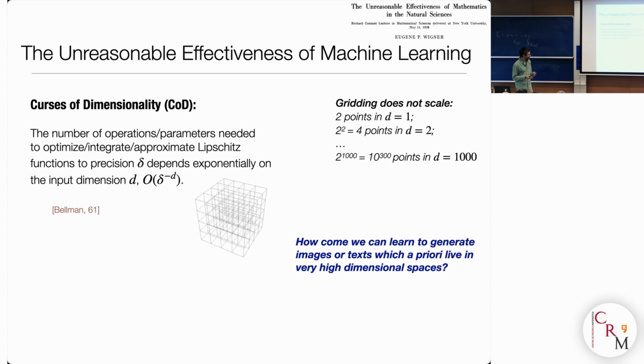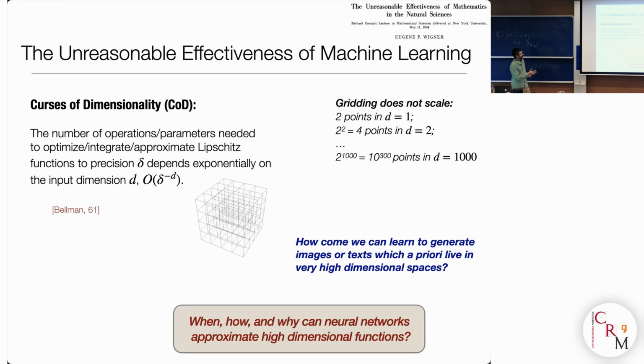But there is a big question as to how come machine learning and these neural networks are actually capable of learning functions in high dimension. That's the question. It's clear that, well, this is a fact of life. There is no way around it. That means the worst case scenario won't apply.